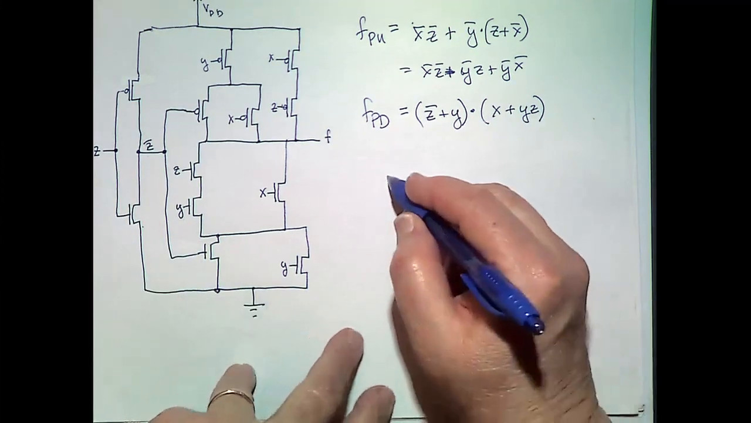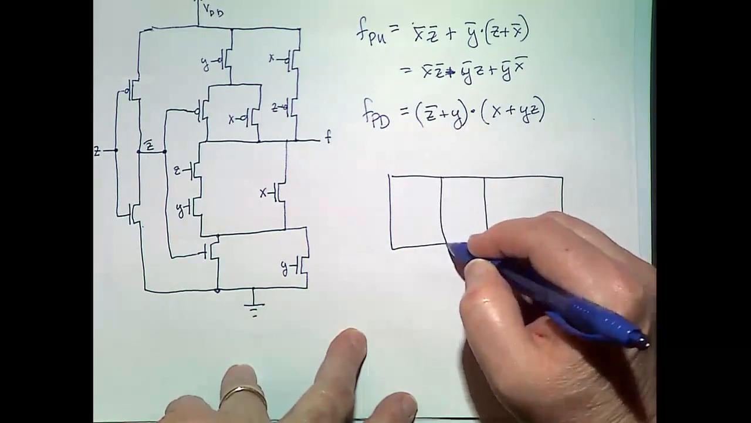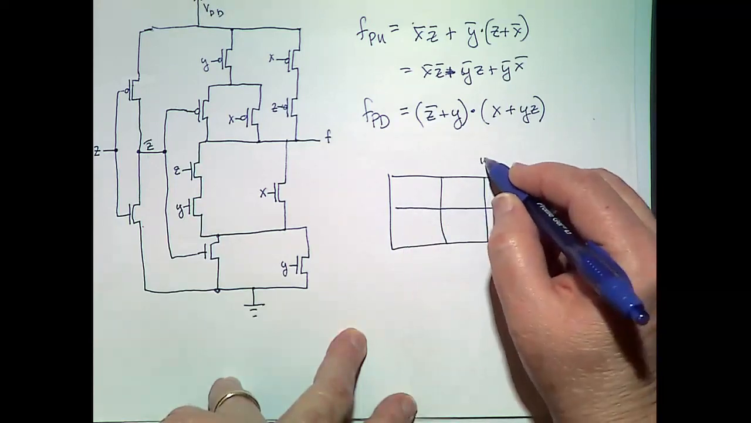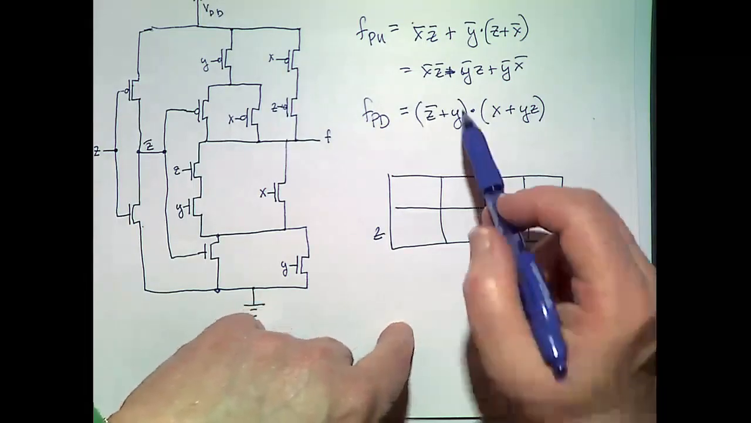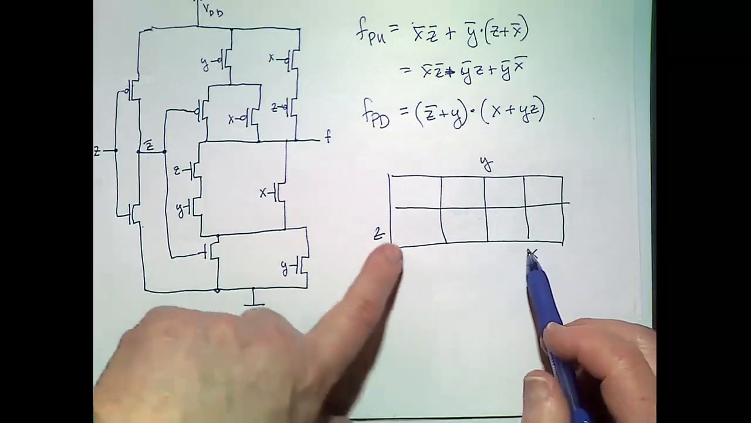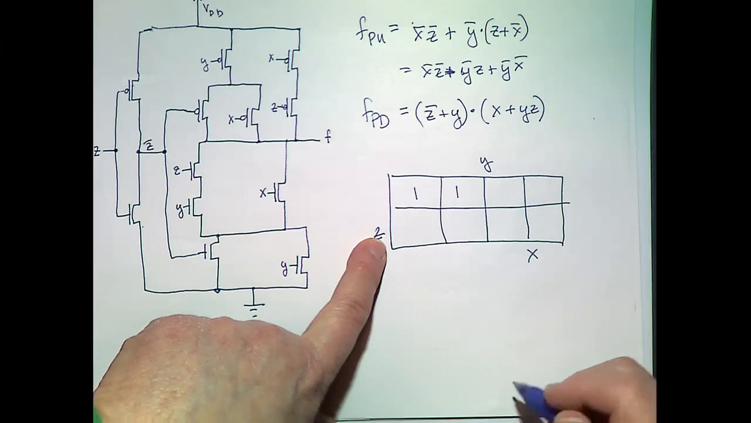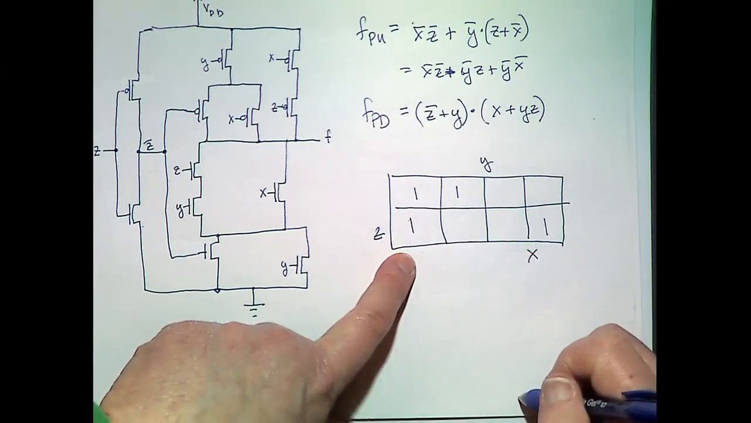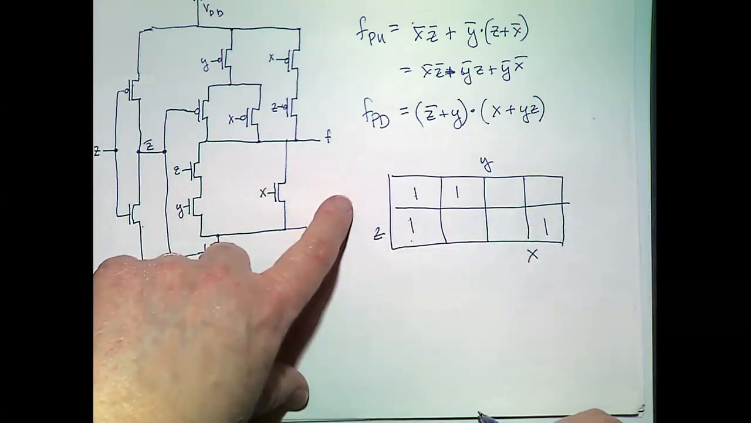Okay, so fortunately we only have 3 variables, so I only need a 3 variable K-map. All right, so we are pulled up at X bar, Z bar, which is here. Y bar, Z, which is here and here. And Y bar, X bar, which is here, here. Okay.